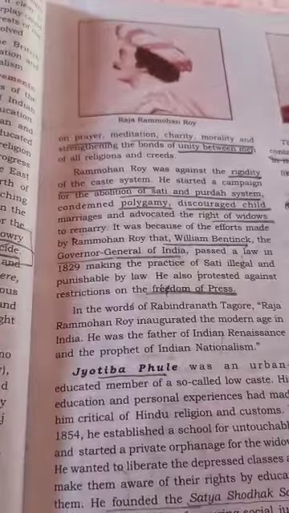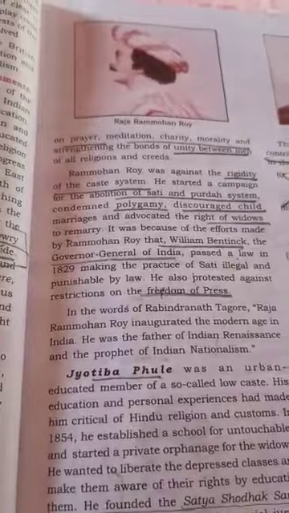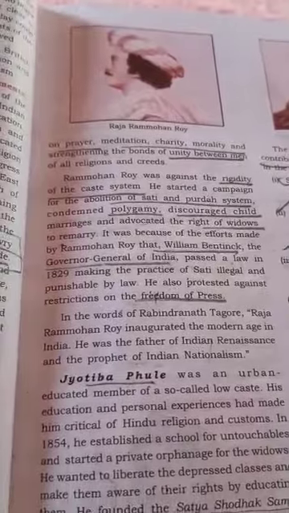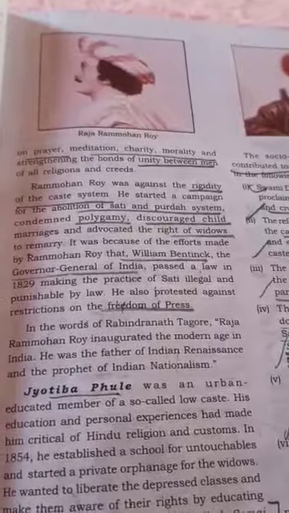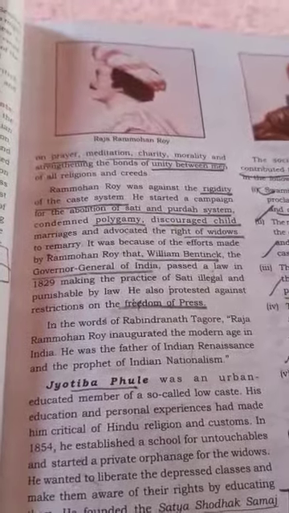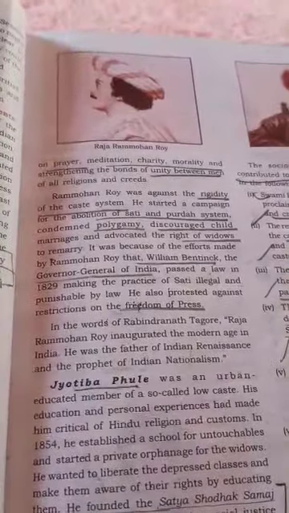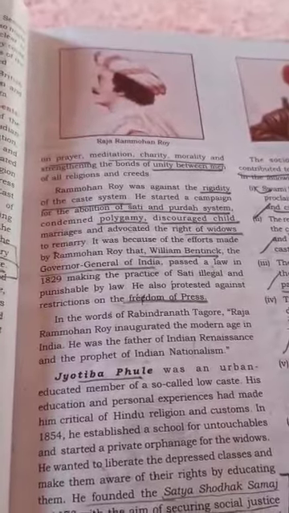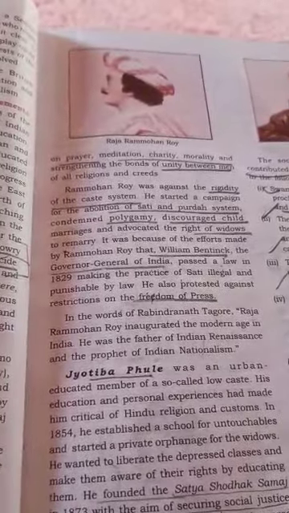Then he was very much against the rigidity of the caste system, sati system, parda system, polygamy. Polygamy means a husband having more than one wife. Okay, so with the help of William Bentinck, who at that time was the Governor General of India, many reforms were started, like the Sati Act, Widow Remarriage Act, and Women's Education Act. These were some of the acts started by Lord William Bentinck.